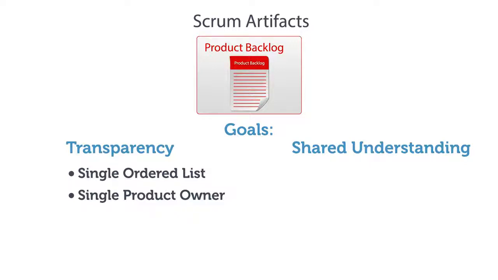The product backlog is a dynamic artifact, meaning that it is constantly evolving based on what is known at a given point in time. The product owner collaborates with the development team to refine the product backlog. Product backlog refinement is an ongoing activity that can require up to 10% of the development team's time. This dynamic, ongoing, and collaborative refinement of the product backlog promotes a shared understanding of the work.